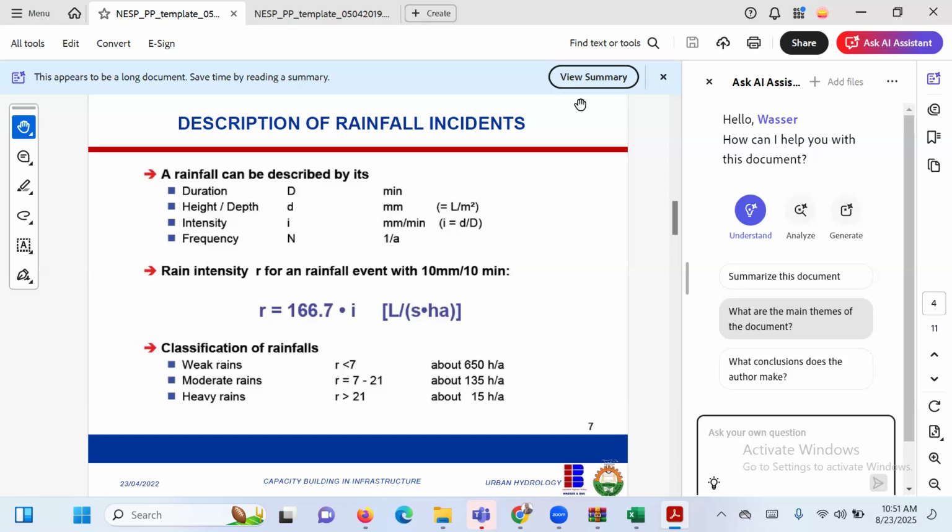How do they predict flood in developed countries? Very simple. Once they measure the depth over duration and it exceeds a certain threshold, they will declare early warning system for flooding.